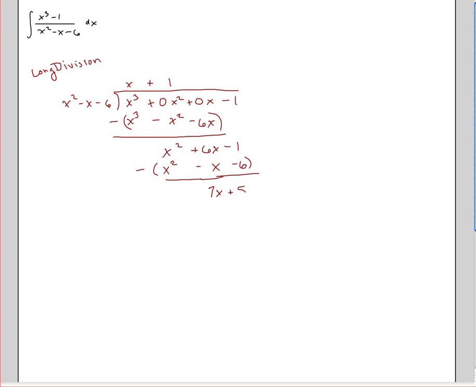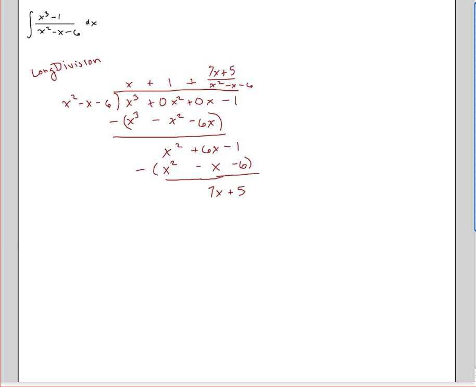Now my remainder has a smaller degree, so I can write that as a fractional remainder. 7x plus 5 over x squared minus x minus 6.